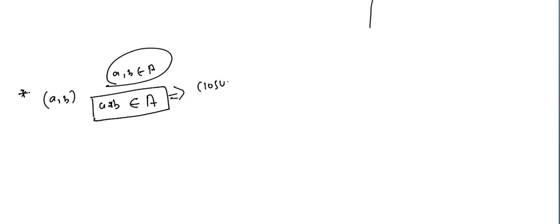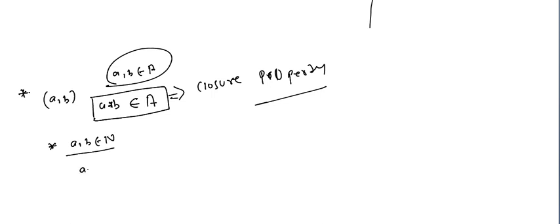All guys, you already know what the closure property is. Closure property is nothing but if you choose two elements of the same set and operate, then the output of this operation will belong to the same set. So this property is said to be closure property. So a star b belongs to A. Suppose a, b belong to natural numbers. So a plus b also belongs to natural numbers. But why does a minus b not belong to natural numbers?